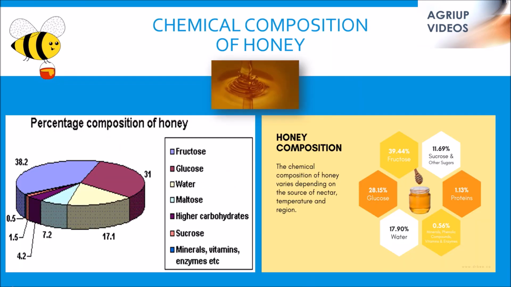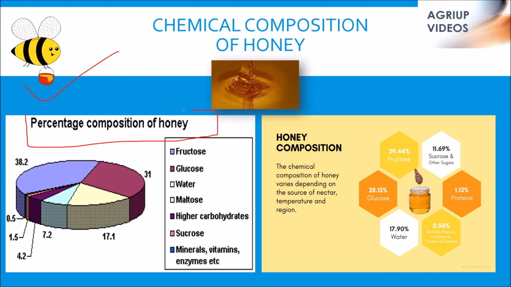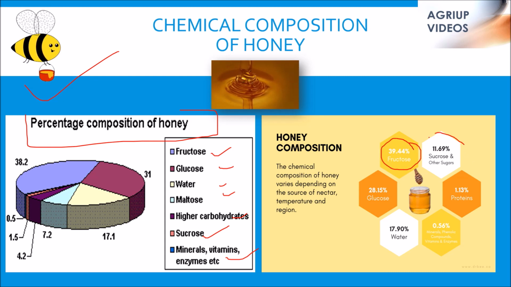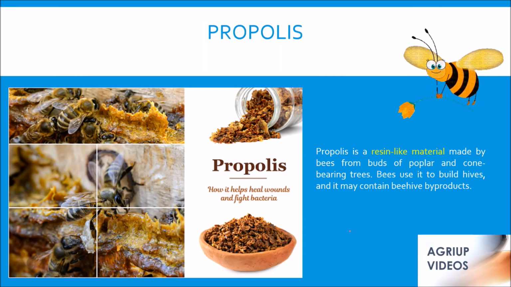Now, honey, which is a very important substance, we'll be discussing its chemical composition here. The percentage composition of honey: it has fructose, glucose, water, maltose, high carbs, sucrose, minerals, vitamins, enzymes, everything is present in honey. So it is a very important healthy source. You need to know the numbers. Fructose is approximately 39%, sucrose approximately 11%. We have glucose, protein, mineral compounds, and water, approximately 17% in this honey.